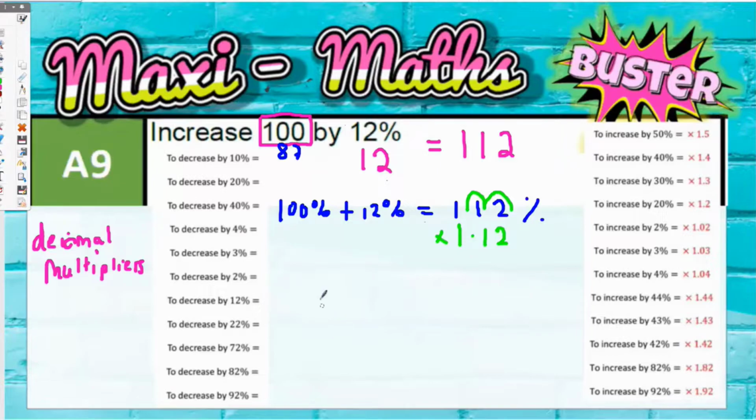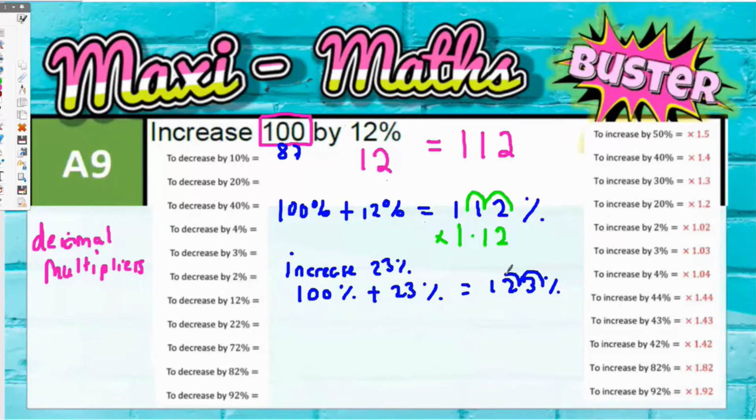Let's try another one. So if you are increasing by 23%, then your decimal multiplier would be reached as follows. So you would go, the original number is 100%, you're adding 23%, so that leaves you with 123%, and as a decimal, 123%, move the point in two places, divide by 100, is basically 1.23, so you would times by 1.23.